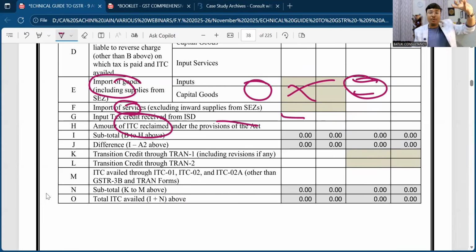Yes, RCM, URD, RD, you can show cumulatively in URD. In case of cross charge, no specific disclosure is required.